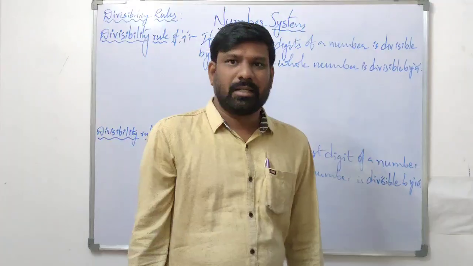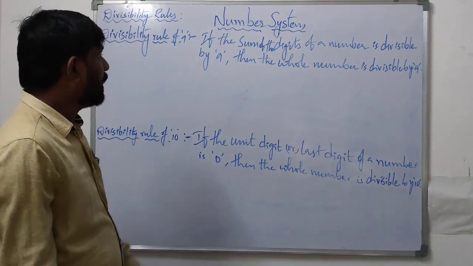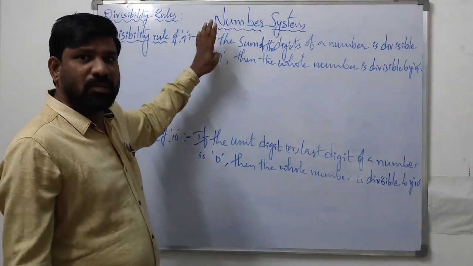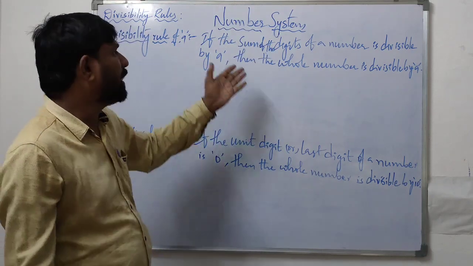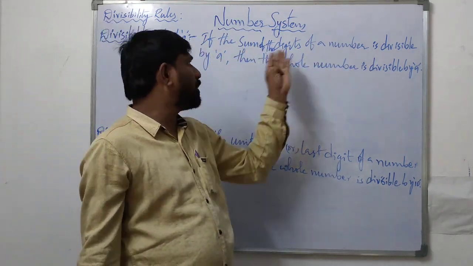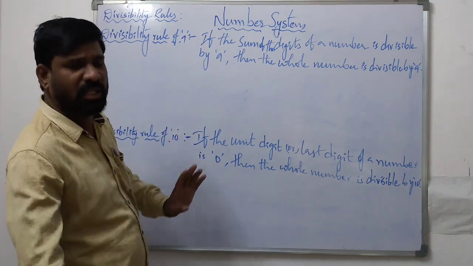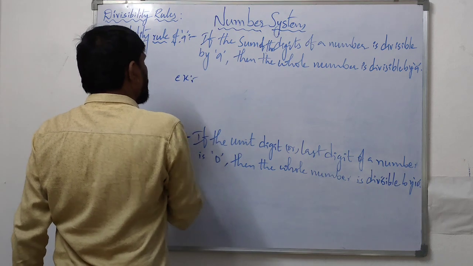Next, divisibility rule of 9. It is the same as the divisibility rule of 3. In the divisibility rule of 3, if the sum of the digits of a number is divisible by 3, then the whole number is divisible by 3. Here, if the sum of the digits of a number is divisible by 9, then the whole number is also divisible by 9. Same procedure. There is no change at all.